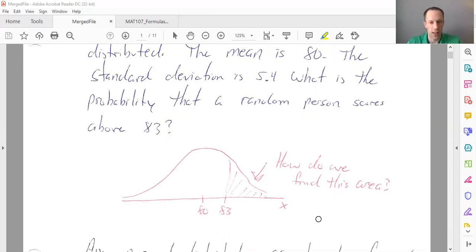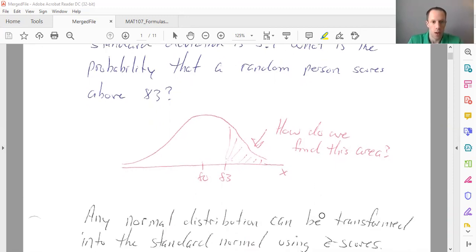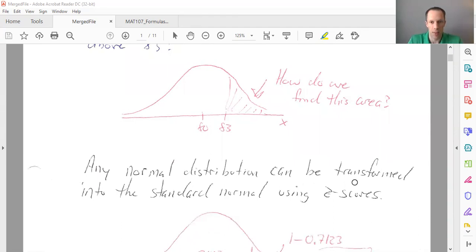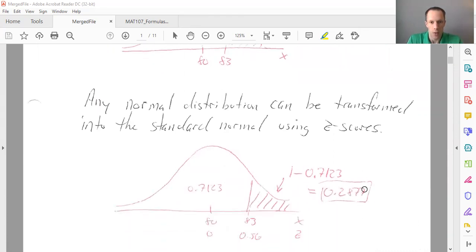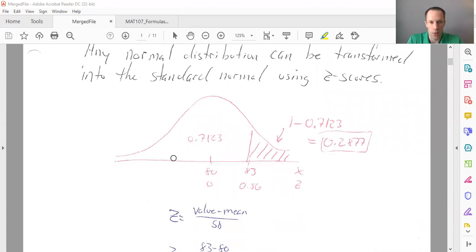The chart that we were using in the previous section to find areas under a normal curve was only valid for the standard normal distribution. And this one, like I've said, is not the standard normal. Well, it turns out that any normal distribution can be transformed into the standard normal using z-scores. So what we can do is take our normal distribution, which is centered at 80 and has an area shaded to the right of 83, and convert those numbers into z-scores. And what we will have at that point is a standard normal distribution with the same amount of area shaded to the right of whatever the z-score is that's corresponding to 83.